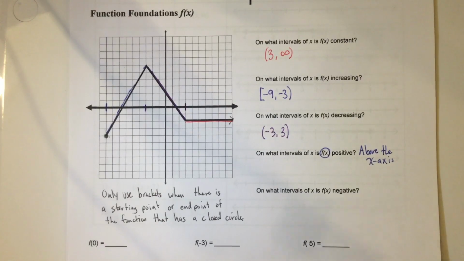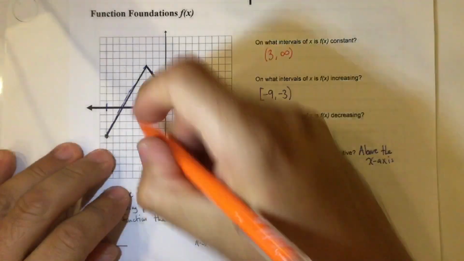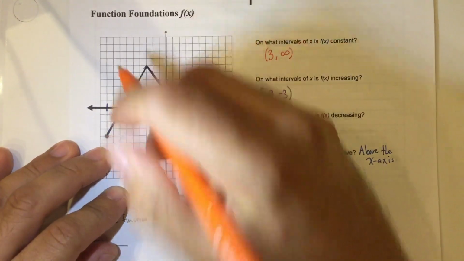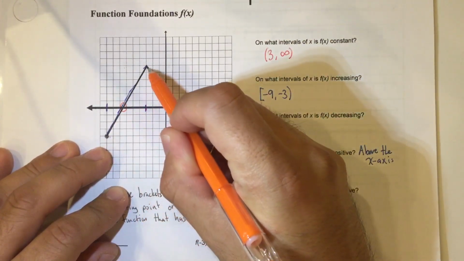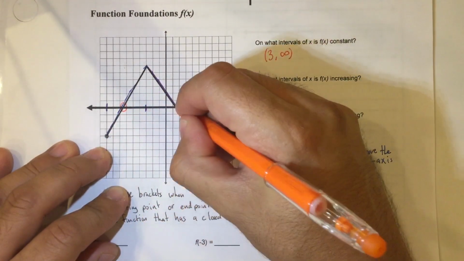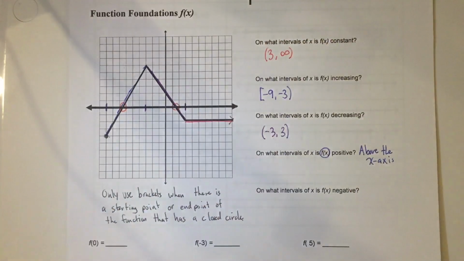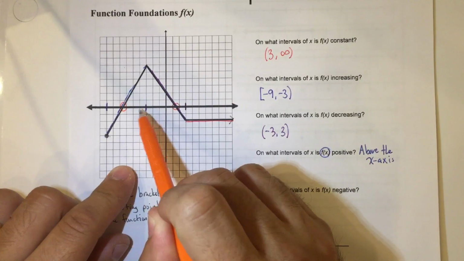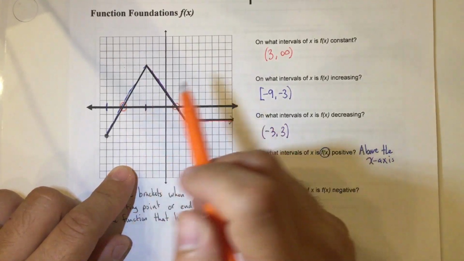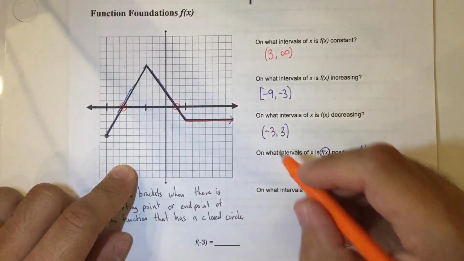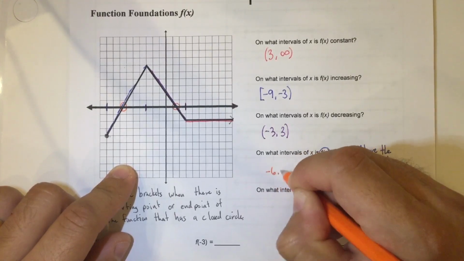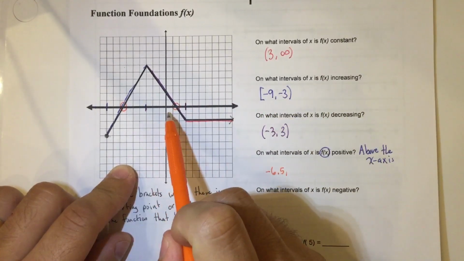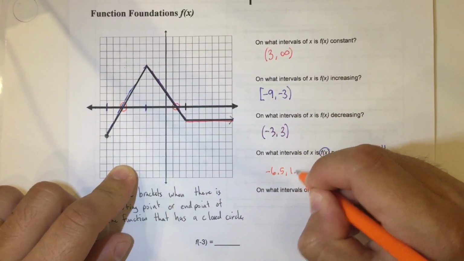So for me, I can see that from right here, it is above the x-axis until I get right here, where it is no longer above. It is on the x-axis. So from here to here, it is above the x-axis. So if I count these intervals, it's -1, -2, -3, -4, -5, -6, about -6.5, comma, and that's 1, let's say that's 1.5.